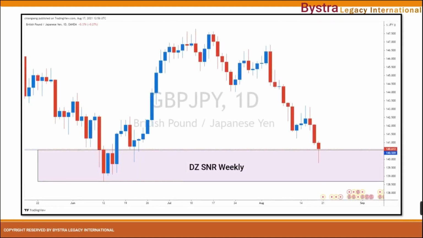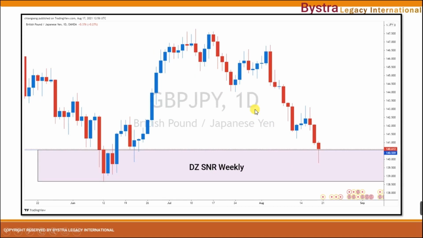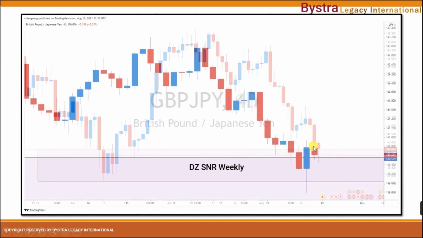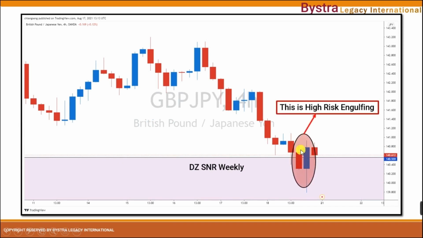Next, let's go to the daily time frame. We want to look for confirmation of rejection. Now here I want to give you an example. If we go to the H4, as we can see at the daily here, it rejects. And as we go to the H4, we can see that there's a bullish engulfing that is the high risk type. So this is considered the bullish engulfing high risk type.